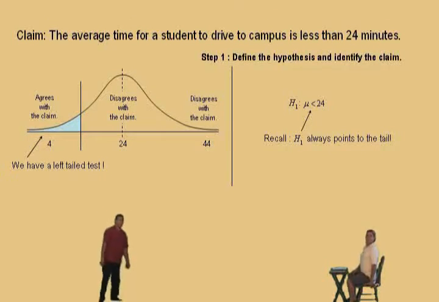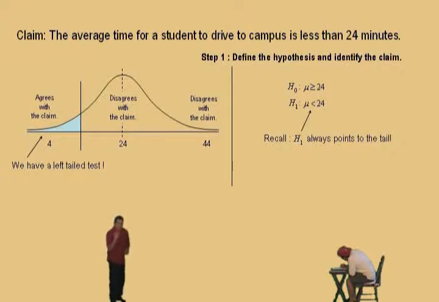That's right. Now, for the null, remember we use that complement technique. If the less than is in the alternate, what's the complement to less than, Charlie? Greater than or equal to. And so our null hypothesis is mu is greater than or equal to 24. There's another little cheat step.